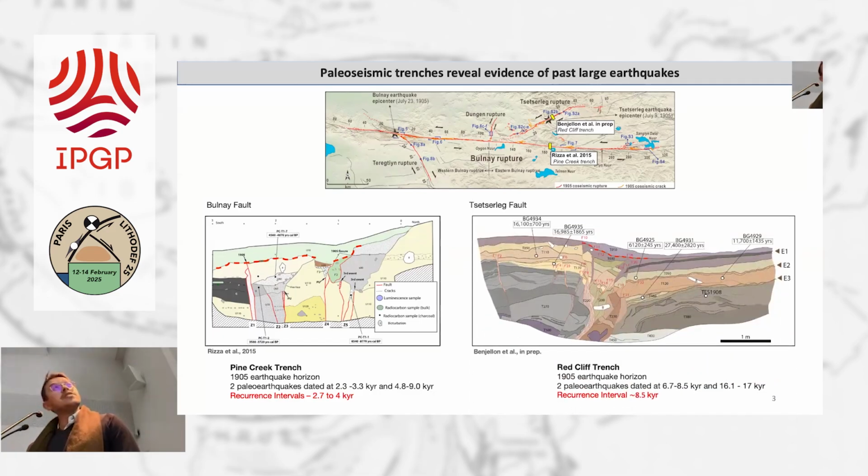And in recent years, Benjelon and others excavated a trench across the Sexer Lake fault, and they identified some deformation indicators for the 1905 earthquake and additionally 2 paleoearthquakes, with a recurrence interval of about 8.5 thousand years. So we have a first estimation of the recurrence interval.